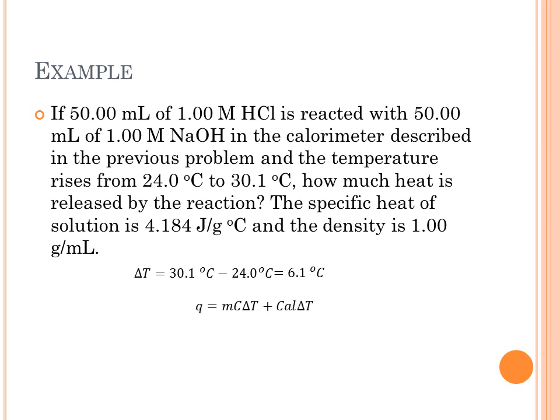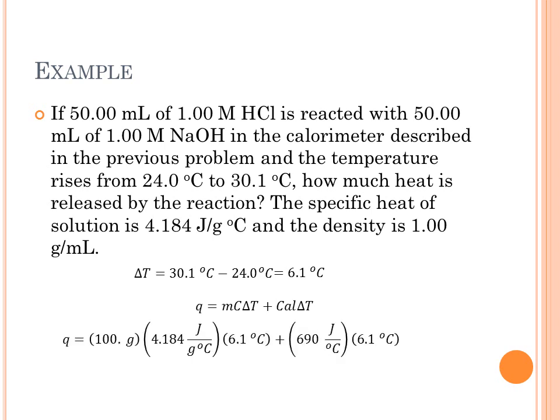But what we're going to have to do here is, instead of just Q equals mc delta T, we're going to add back the heat loss to the surroundings, so it'll be the calorimeter constant times the delta T added to the mc delta T. So Q equals 100 grams times 4.184 times 6.1 degrees Celsius plus 690 joules per degree Celsius times 6.1 degrees Celsius. So we're adding in that heat loss term. We find that the reaction produced 6,700 joules of heat.